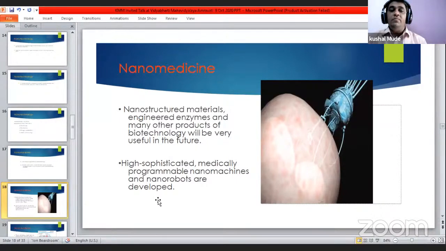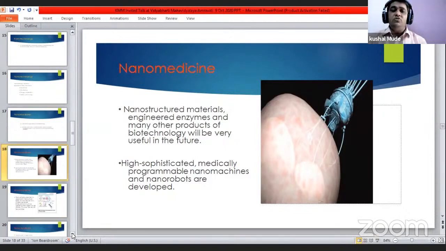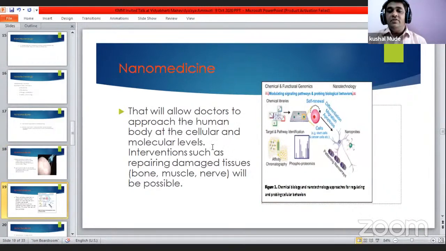So that is what the nano structural materials are, the specially engineered enzymes and many other products of biotechnology will be very useful in nature. See, this biotechnology is also a very useful field related to nanotechnology day by day. Now in genetically modified crops, you know the Bt cotton in the Vidarbha region, many cotton belts are there. So Bt is not harmful for the environment, but there are some myths related to that, so scientists are working on it.